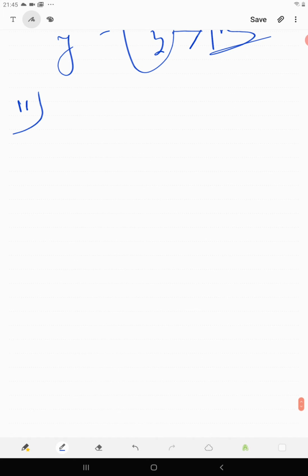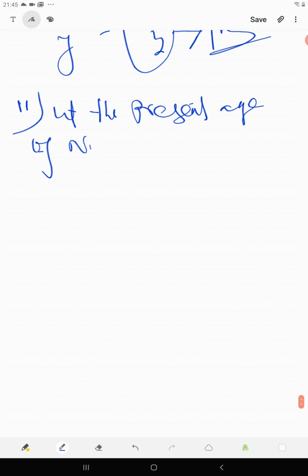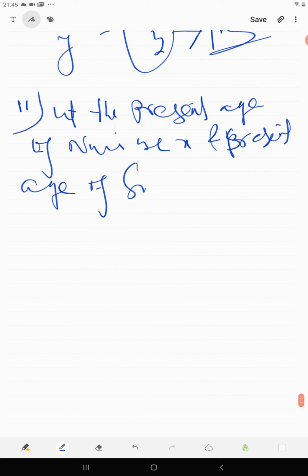Now second one. I hope you understood the problem. Now for the second one, whenever there is an age problem, always assume the current age. The persons given are Noori and Sonu. So let the present age of Noori be X and the present age of Sonu be Y. Always assume the present age.